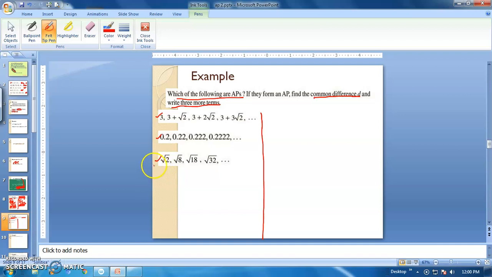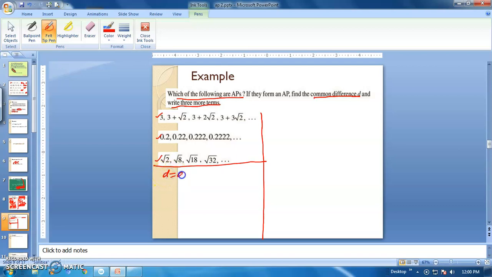Take the first one now. 3, 3 plus root 2, 3 plus 2 root 2, and so on are given here. How can you check whether the given terms are in AP or not? Through the common difference only. Here how many terms are there? 1, 2, 3, 4 terms are there. That we are going to check.